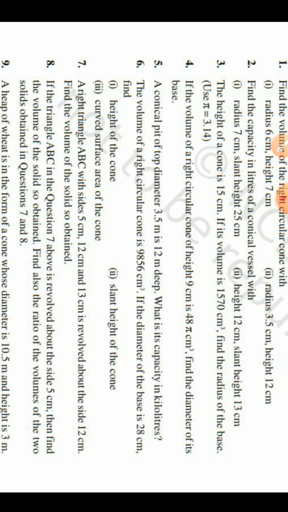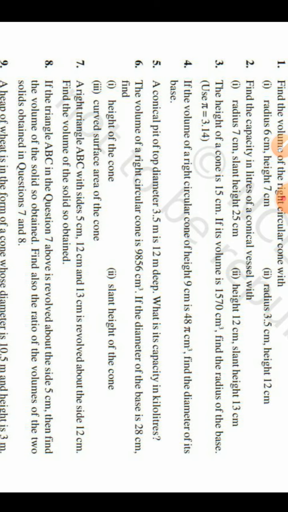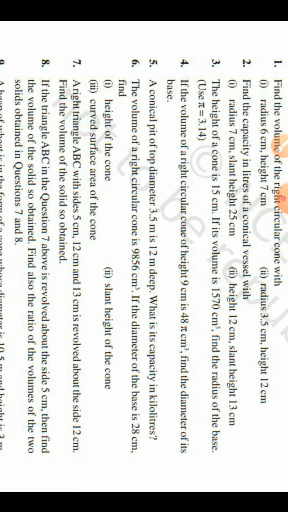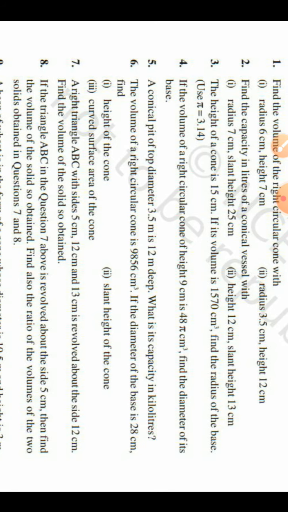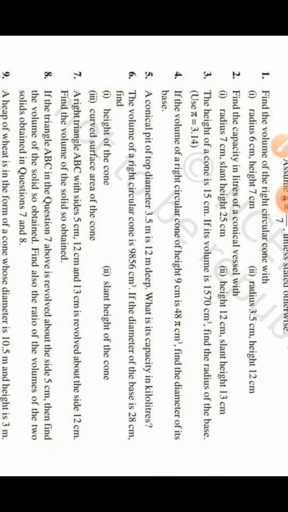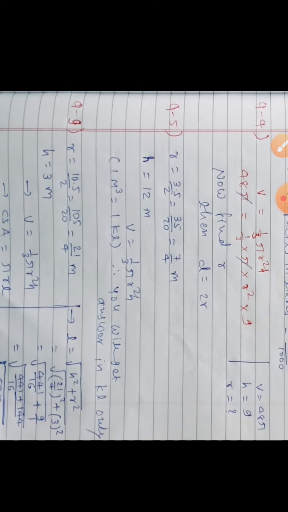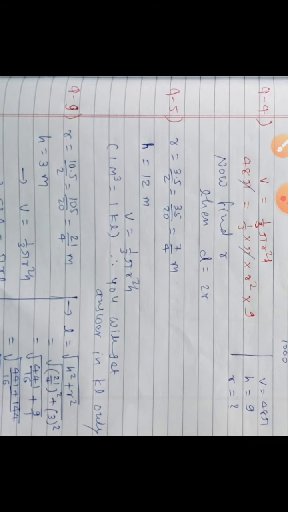Why? No need to divide or multiply by 1000. Here meter will be given, so no need to multiply by 1000. Just whatever meter cube is equal to kiloliter. So both are given directly. Diameter means R is also given, height also given. So just find the volume directly. Then you will have the capacity also.